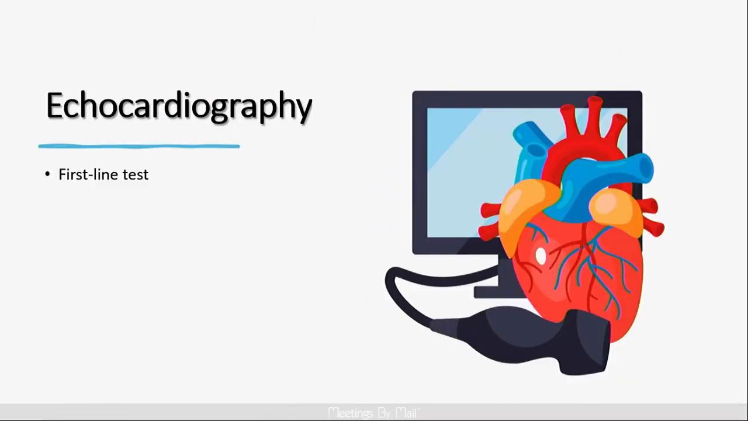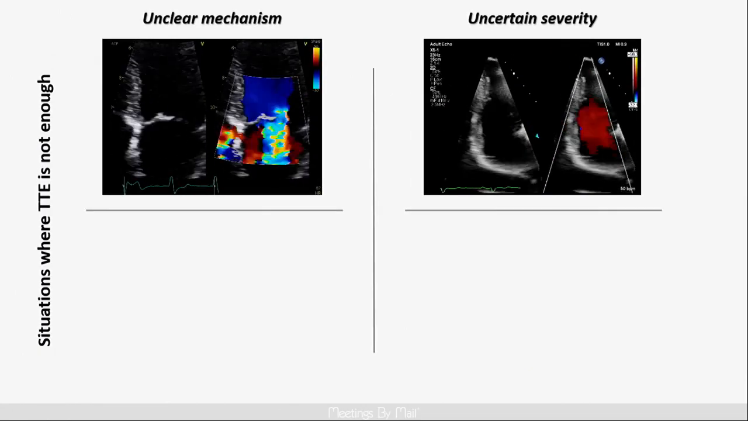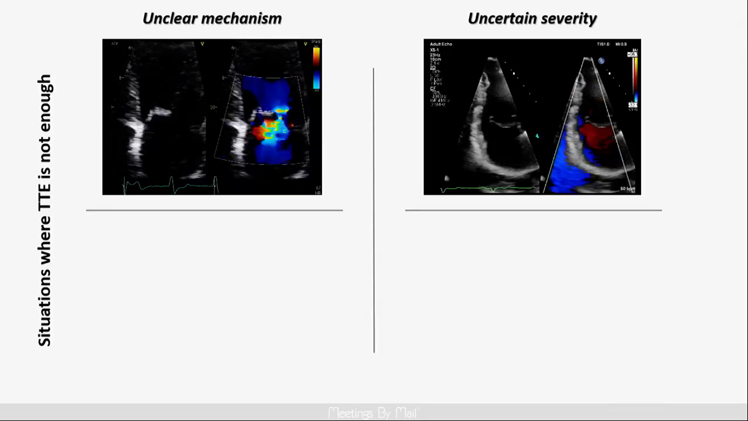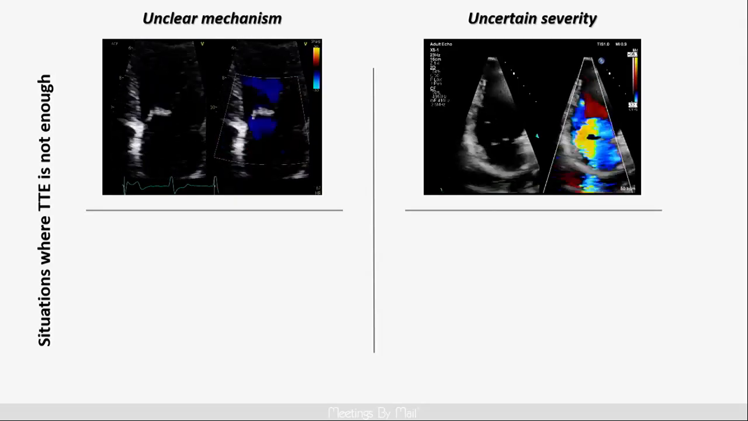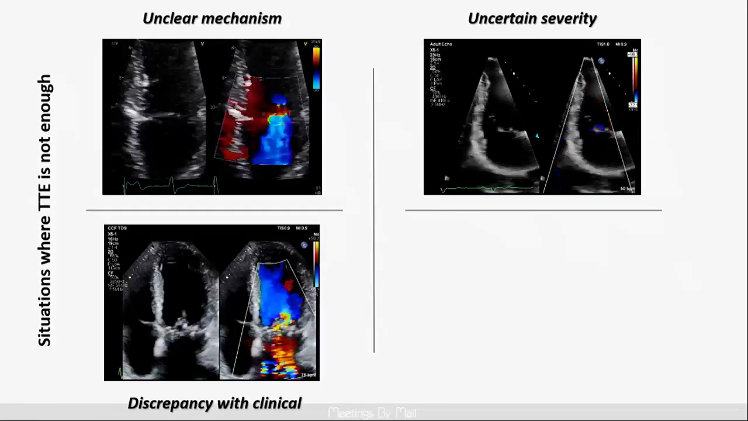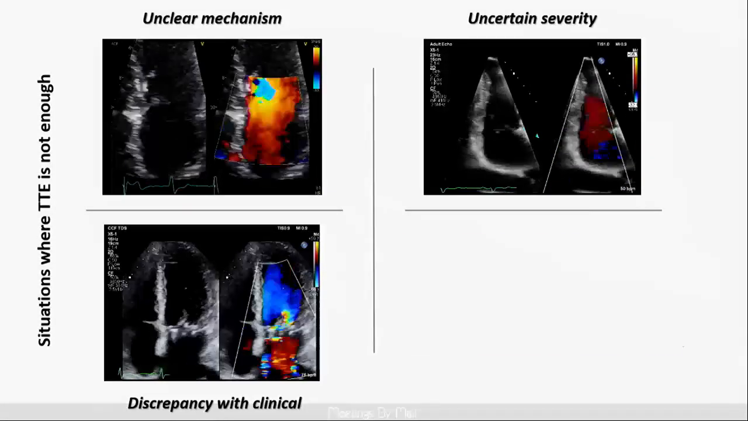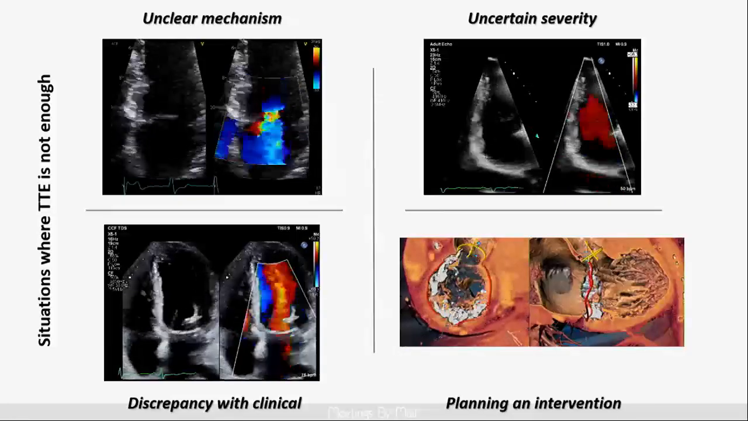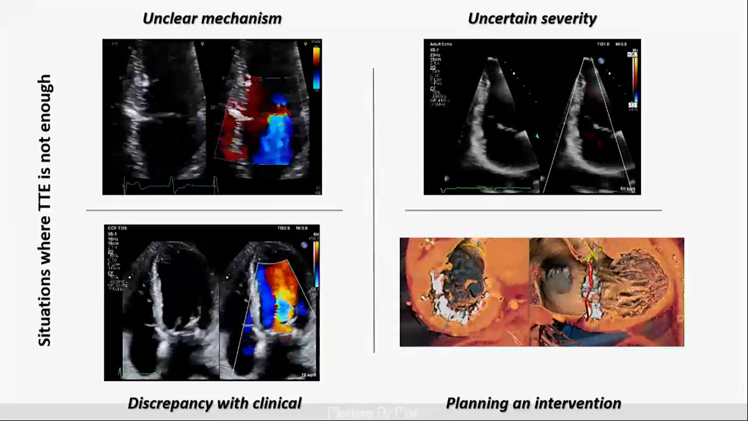So, as we all know, echo remains the first-line test, the most important test that every patient would start with. And it's an excellent test to determine the mechanism of MR, the severity, and also for follow-up. However, there are some situations where it's tough to see by TTE the mechanism of MR. Sometimes you're uncertain about the severity of MR. Sometimes you see a lot of MR, but there is a discrepancy with the clinical scenario, meaning the patient is completely asymptomatic. And sometimes you need to plan an intervention and you need further anatomic assessment.